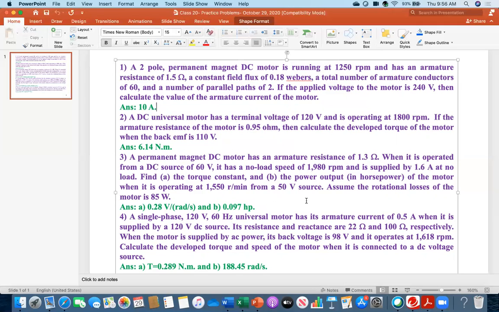I just got the same answer for number 2, by the way. Oh, the 6.1 newton meter? Yeah. Oh, okay, great.